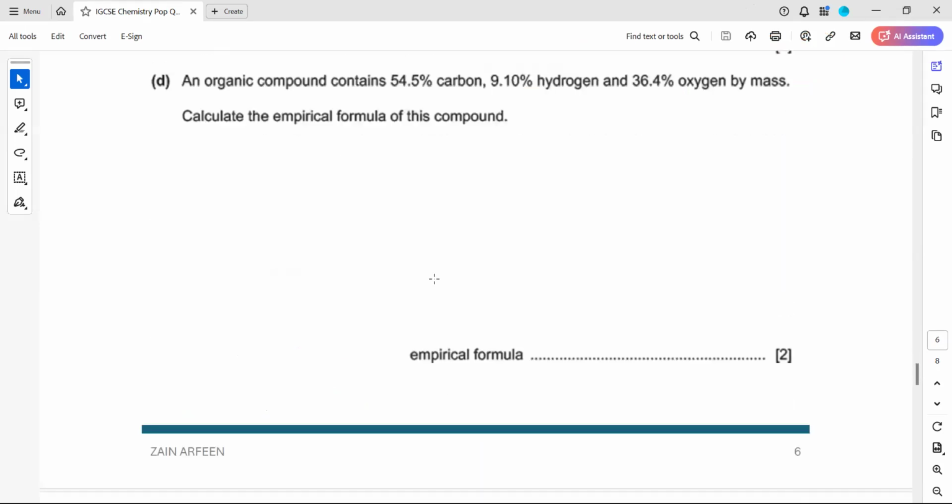The next question, an organic compound contains 54.5% carbon, 9.10% hydrogen, and remaining oxygen by mass. What is the empirical formula of the compound? So we have carbon, hydrogen and oxygen. So 54.5, 9.10, and 36.4.